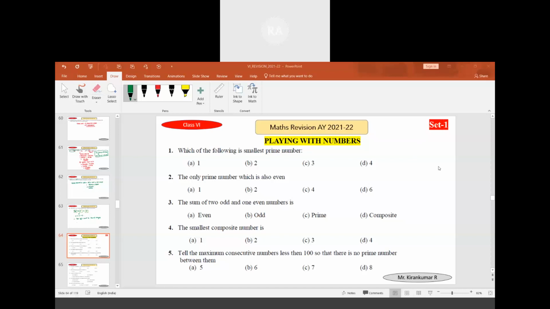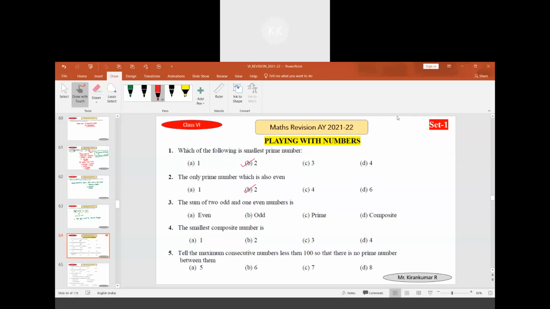True. 2 is one and only even prime number. Second one: the smallest prime number is 2. So the second statement is also true. It is the only prime number which is even.